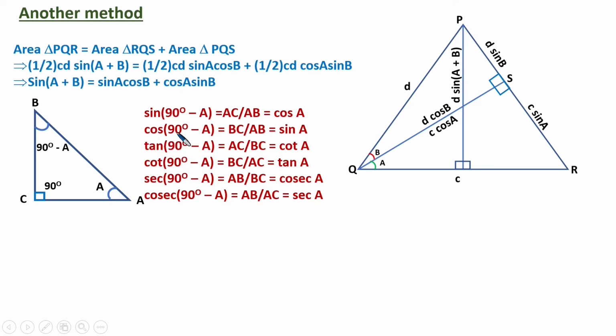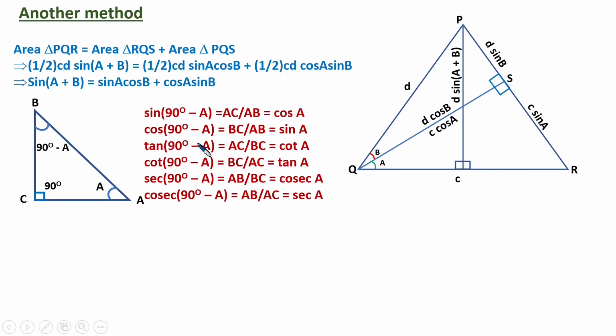It's very trivial. Cos of 90 degree minus a. This is cos, which means this is the adjacent side of this angle, divided by this hypotenuse. And similarly, sine of a will be this, BC by AB. Both are the same. So I say that cos of 90 minus a is equal to sine a.